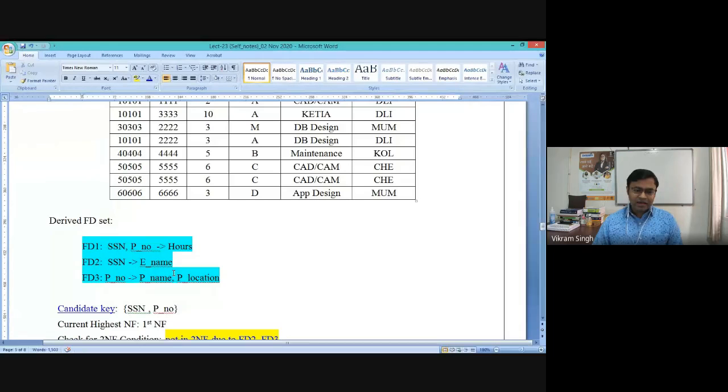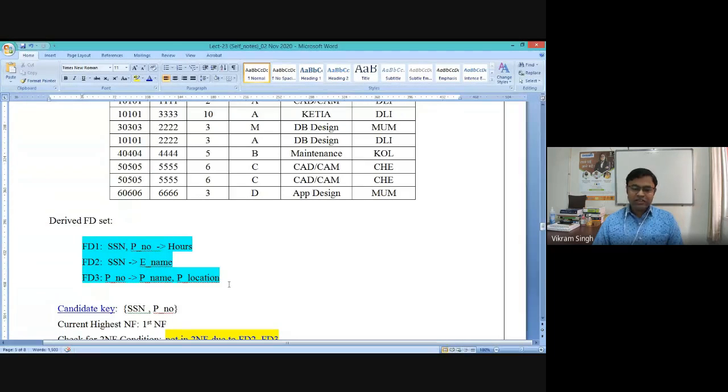Now you can see we have derived 3 FDs. The first: SSN and project number determine hours. The second FD says SSN determines E name. The third FD says P number determines P name and P location. So these are the 3 possible FDs.